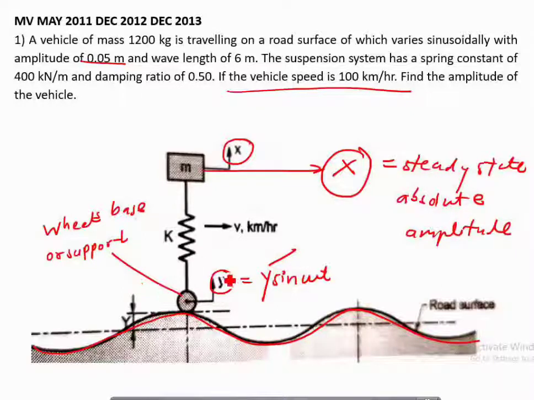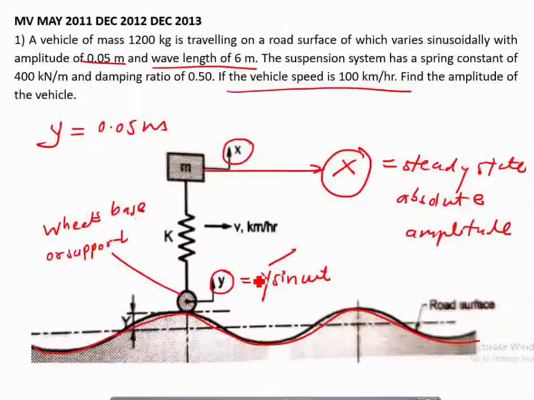Okay, so now here they have also given the suspension system has a spring which varies sinusoidally with amplitude of 0.05 meter. Means what? They have given capital Y, that is the amplitude of base excitation, 0.05 meter, and now they have also given the wavelength of 6 meter. Wavelength of 6 meter means what?